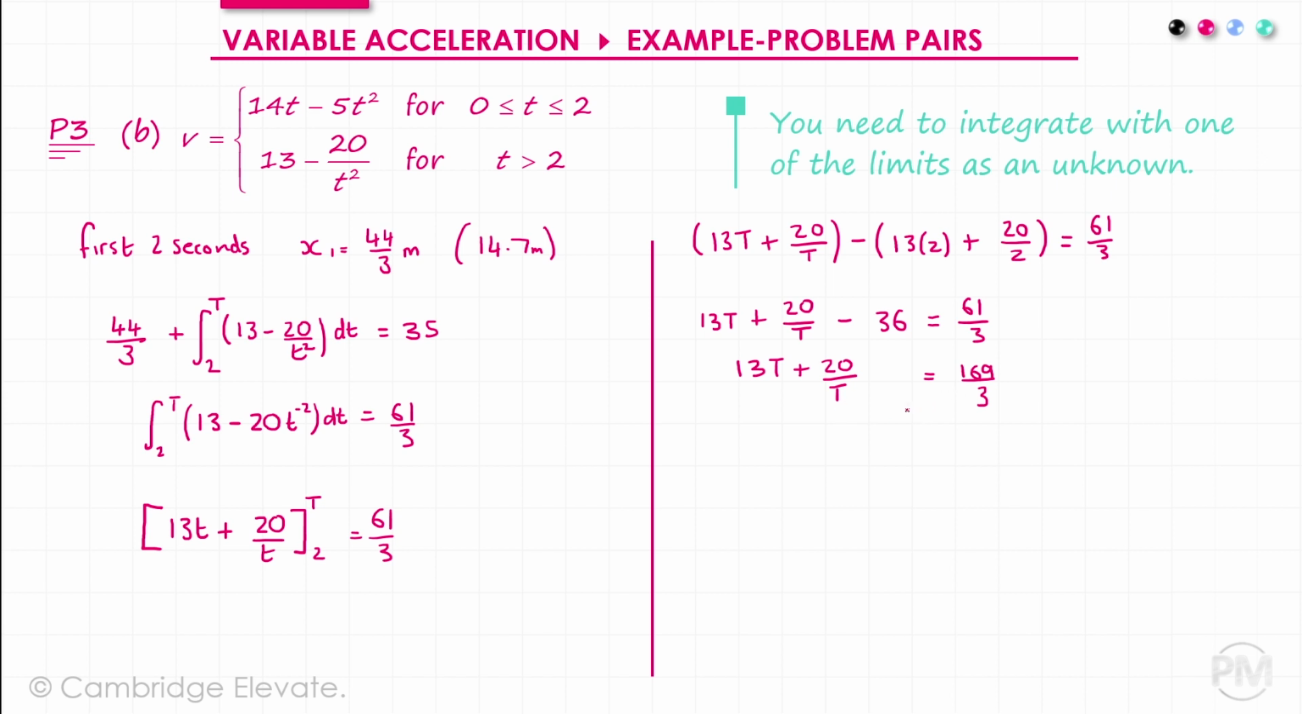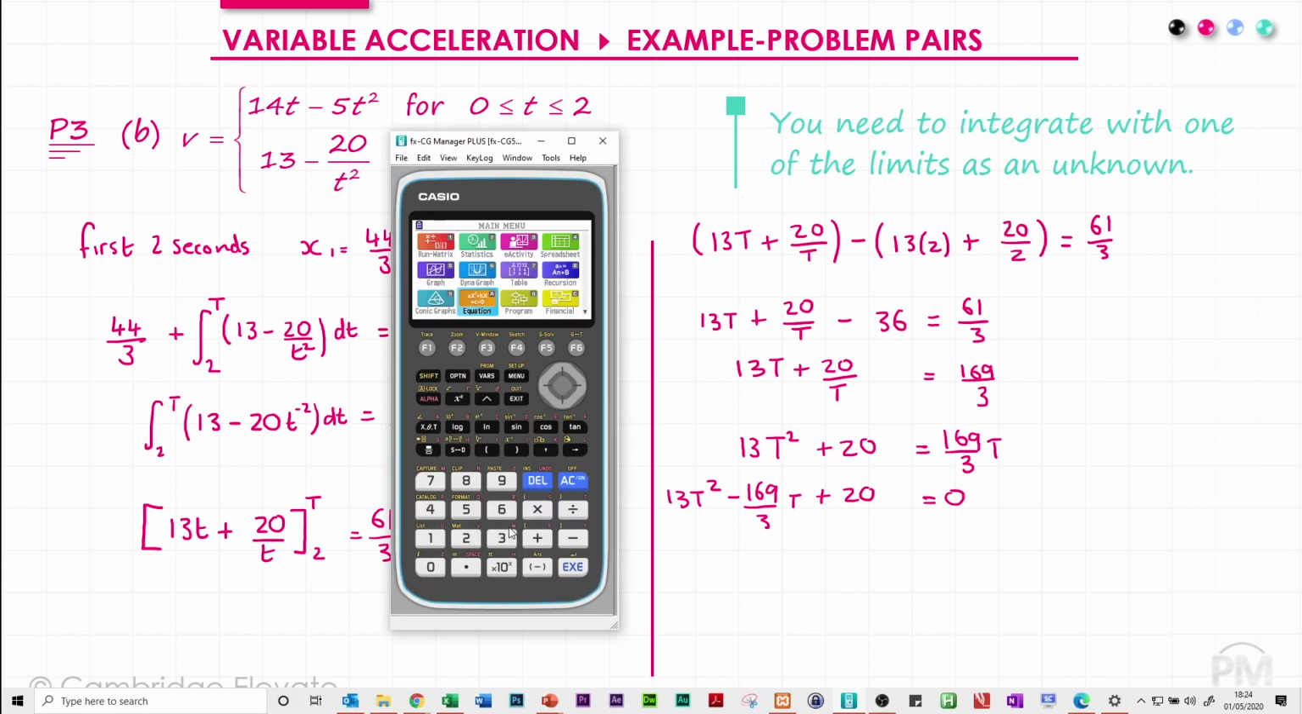From here, we've got a hidden quadratic. You can see it more easily if you multiply both sides by t. That would give us 13t squared plus 20 equals 169 over 3 times t. Making one side 0, we get a quadratic we can solve in our calculator. So we go into the equation solver, polynomial degree 2, and if we solve that, we get 3.94 and 0.390.